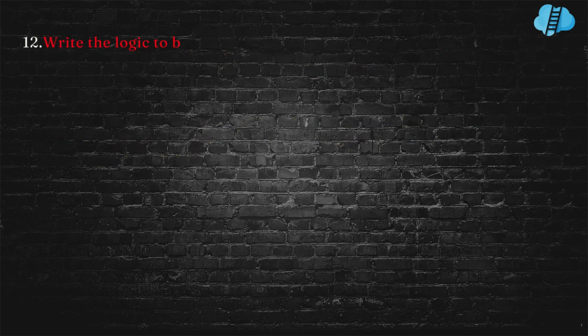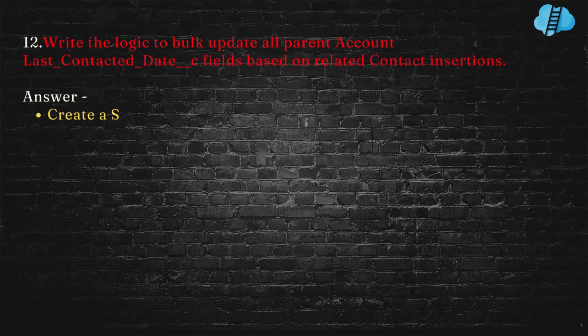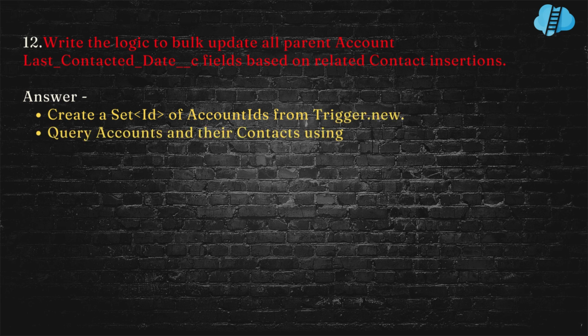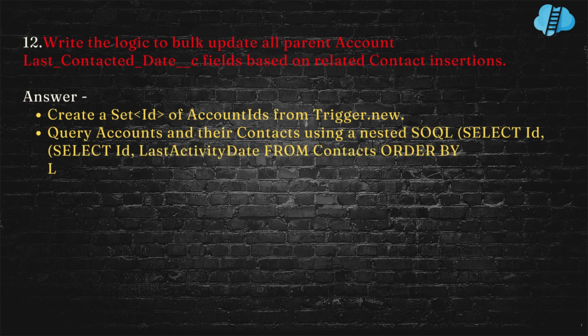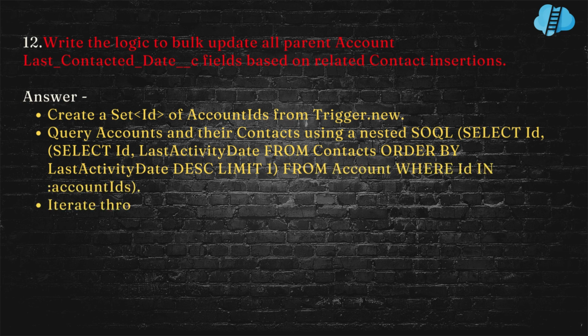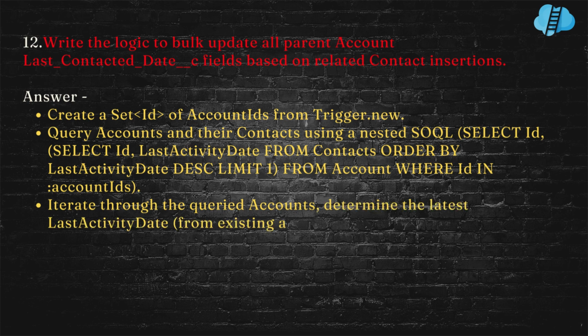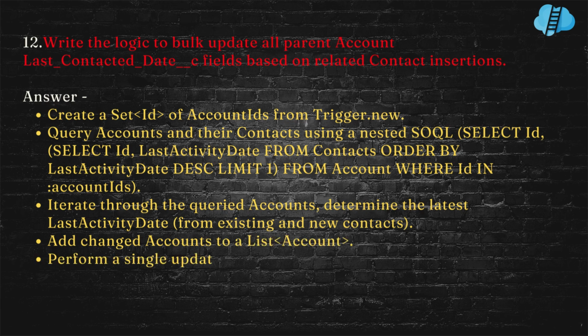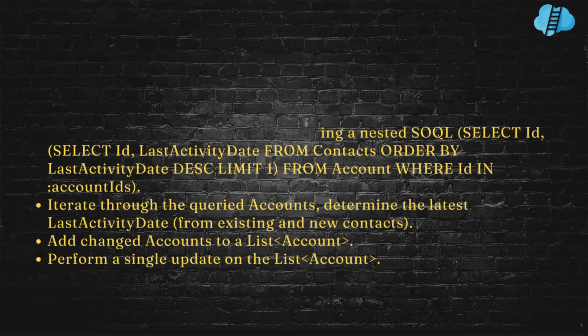12. Write the logic to bulk update all parent account Last_Contacted_Date__c fields based on related contact insertions. Answer. Create a Set<Id> of AccountIds from Trigger.new. Query accounts and their contacts using a nested SOQL: SELECT LastActivityDate FROM Contacts ORDER BY LastActivityDate DESC LIMIT 1, FROM Account WHERE Id IN :accountIds. Iterate through the queried accounts, determine the latest LastActivityDate from existing and new contacts. Add changed accounts to a List<Account>. Perform a single update on the List<Account>.